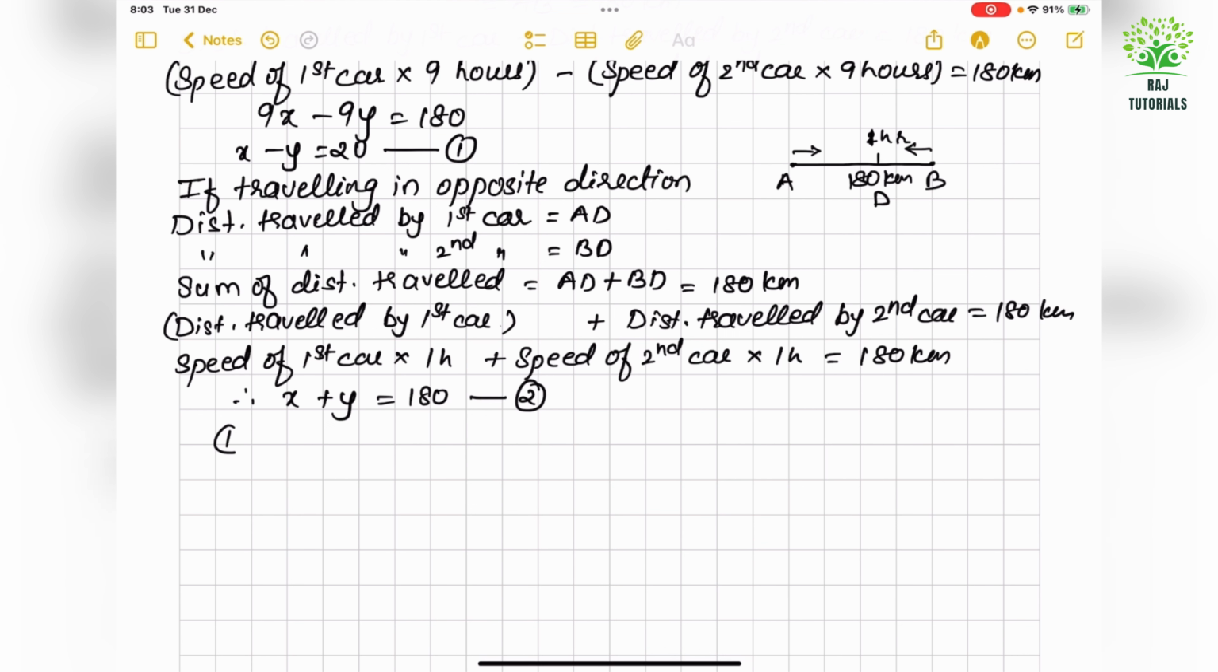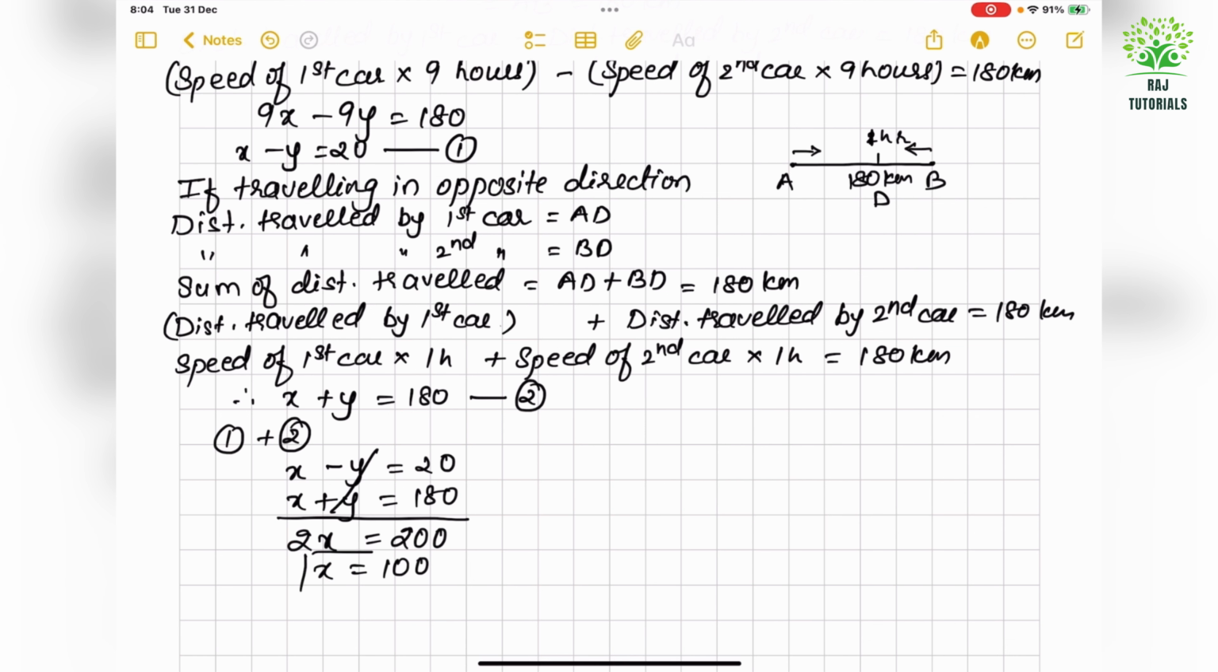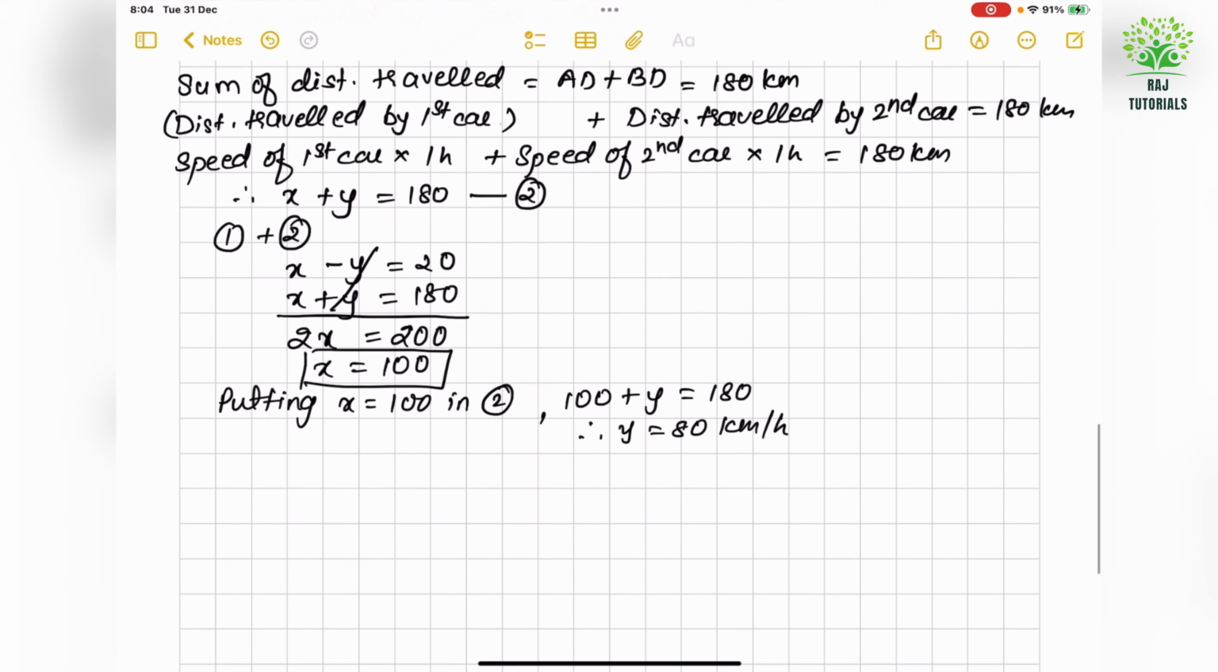This is second. Now adding 1 plus 2, so I will get x minus y equal to 20 and x plus y equal to 180. If I add them, y gets cancelled, so 2x equal to 200. So x equal to 100. So speed of first car is 100 kilometers per hour, and putting x equal to 100, so 100 plus y equal to 180. So therefore y equal to 80 kilometers per hour.